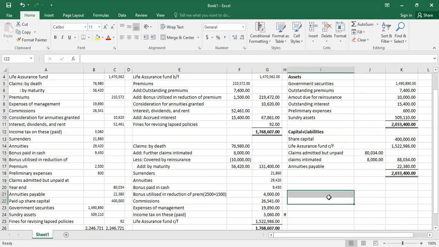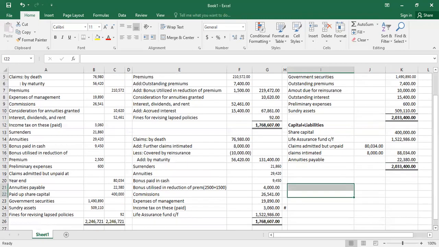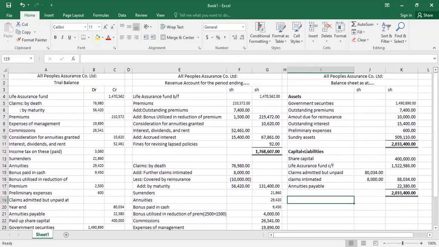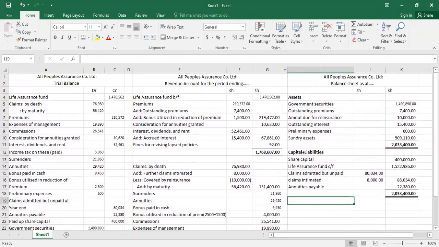Any question? So I'll share this working for your reference. And that was how you are supposed to deal with the books of All People's Assurance Company.